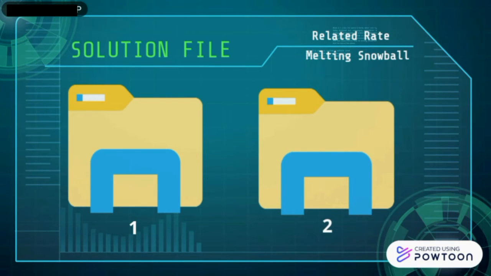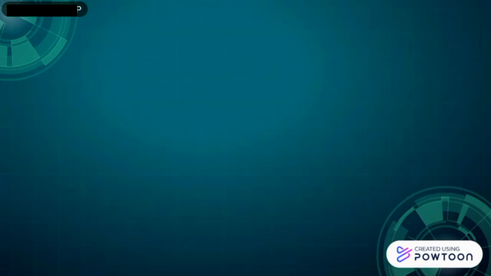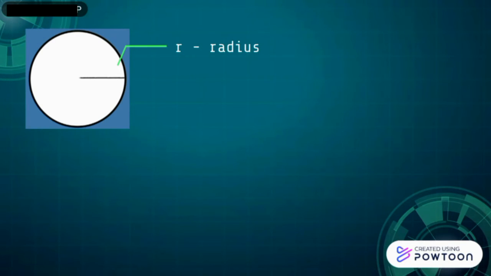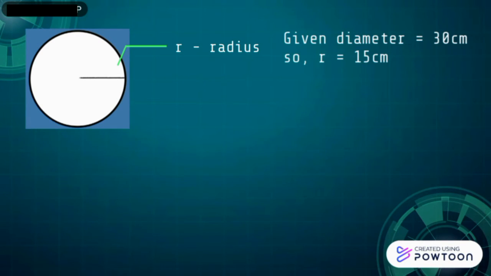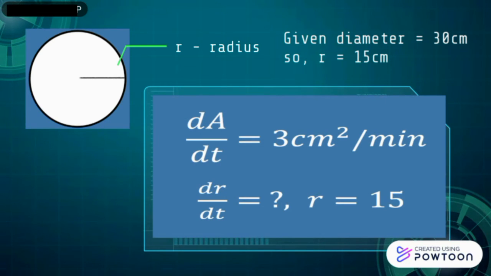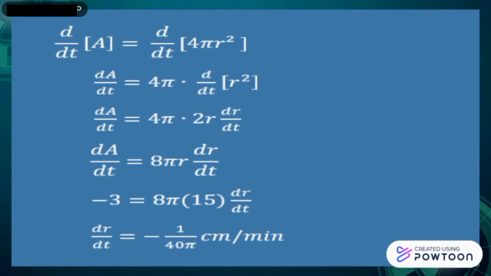Let's take a look at solution number 1. First of all, we must find the radius. Given diameter is equal to 30 cm, so r is equal to 15 cm. This is the solution for question 1. It is given that A equals 4πr².